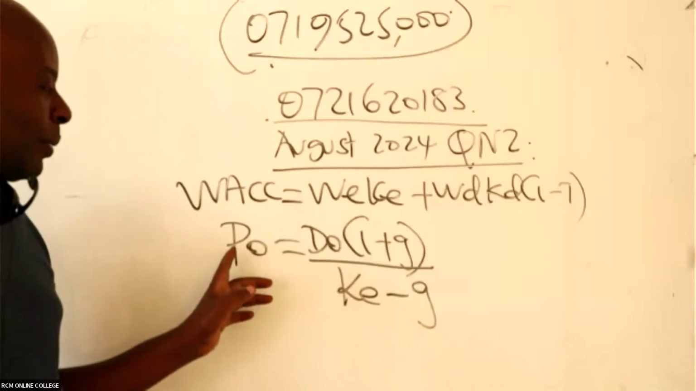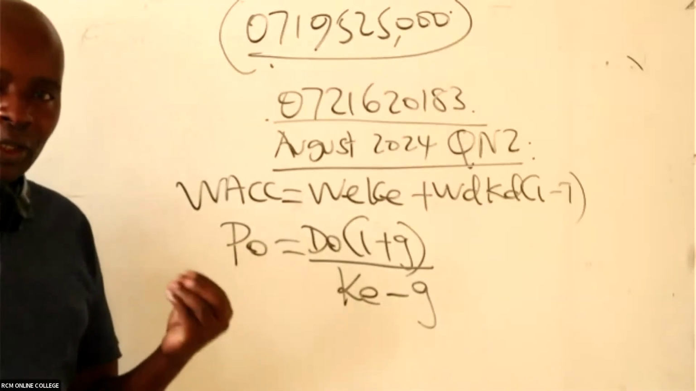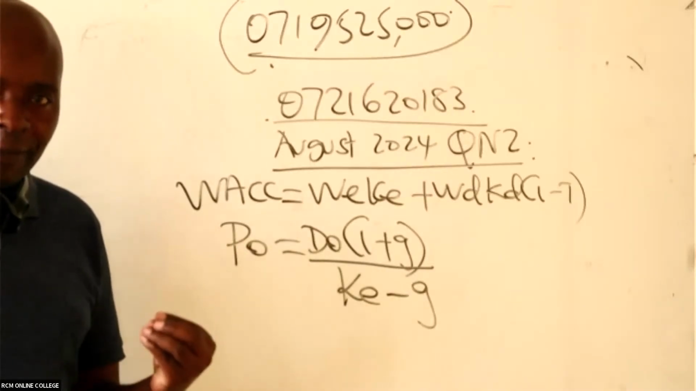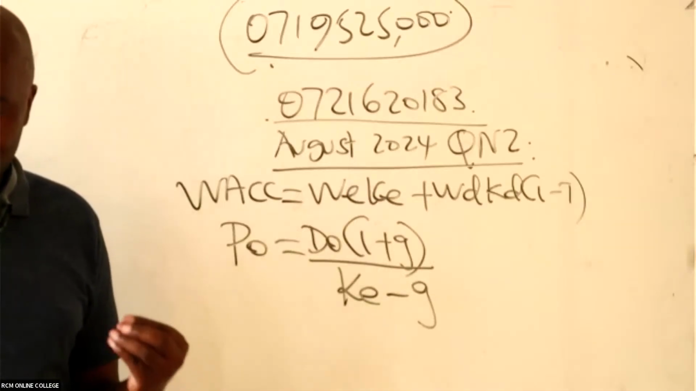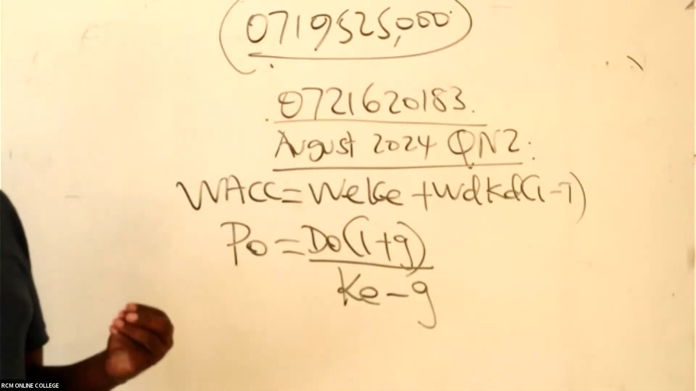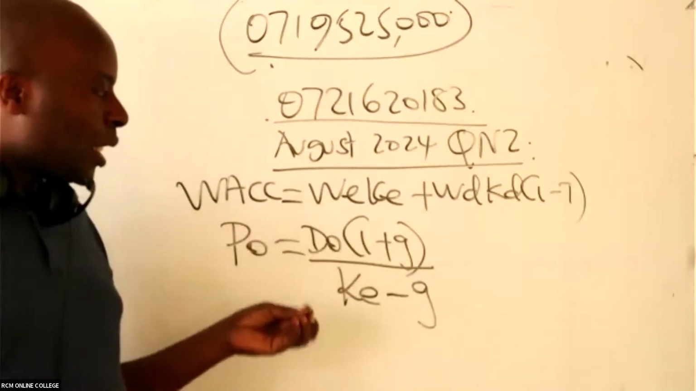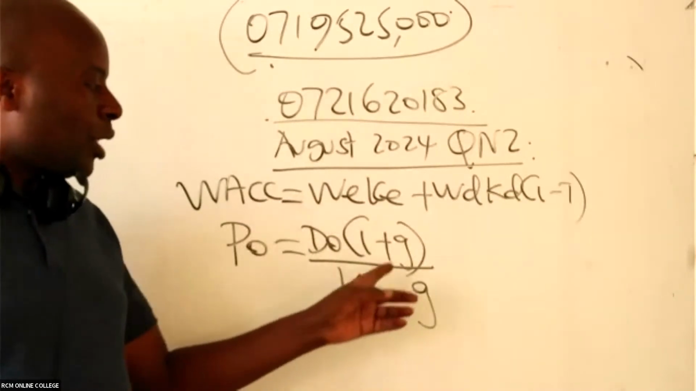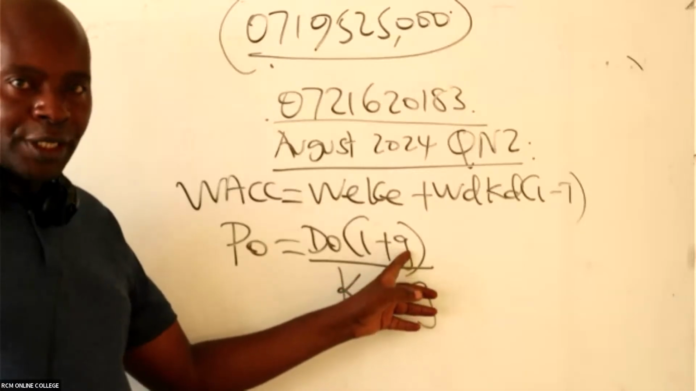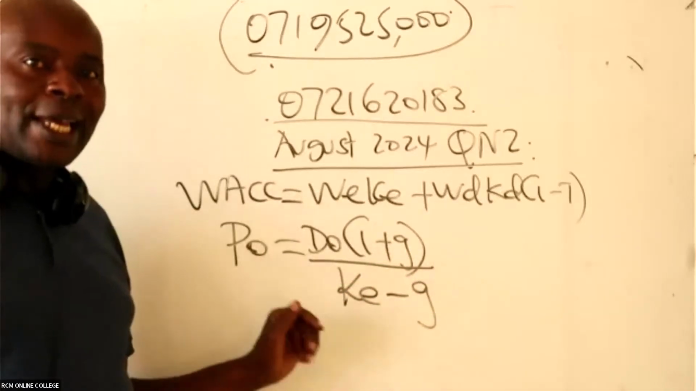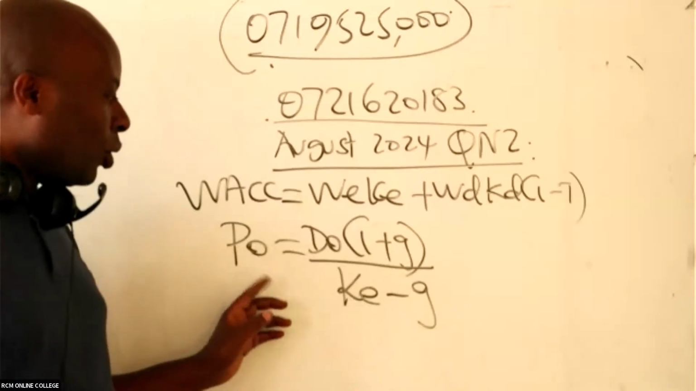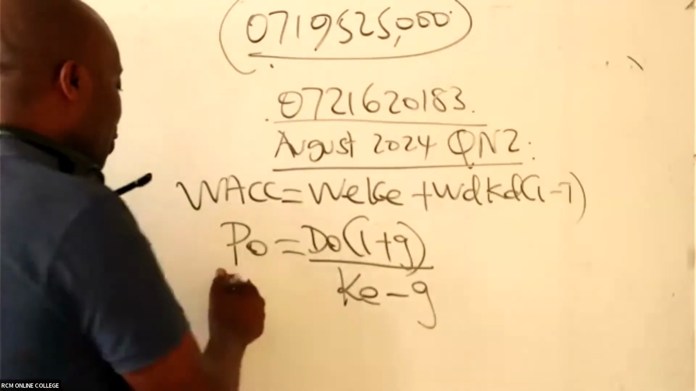Is there somebody who is able to remember what this P0 stands for? P0 stands for the current market price per share. D0 stands for the current dividends. g stands for the growth rate. Ke stands for the cost of equity. I repeat, P0 stands for the current MPS.